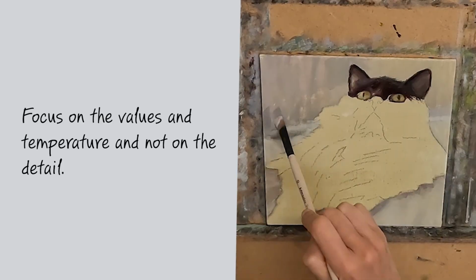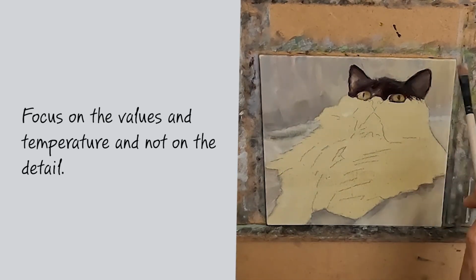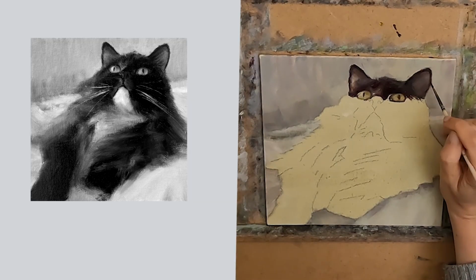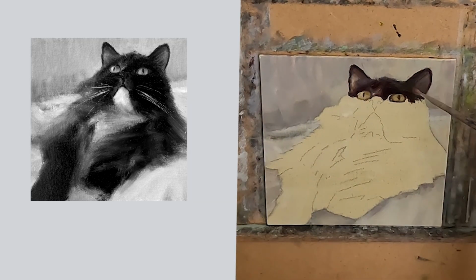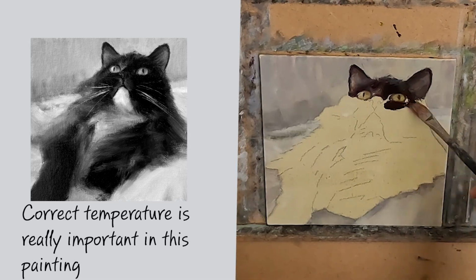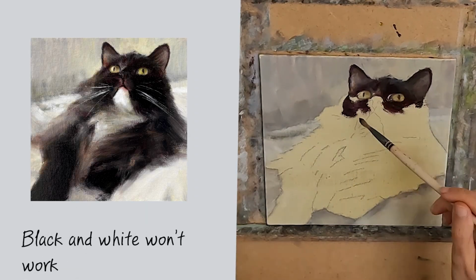Let's have a look at how I painted this kitty cat whilst focusing on my values and my temperatures. If I turn this painting into black and white, you will see I have a very narrow value range in the cat and also quite a narrow value range in the background. Therefore, the form will be controlled mainly by correct temperature. If I use just black and white, it will not work.